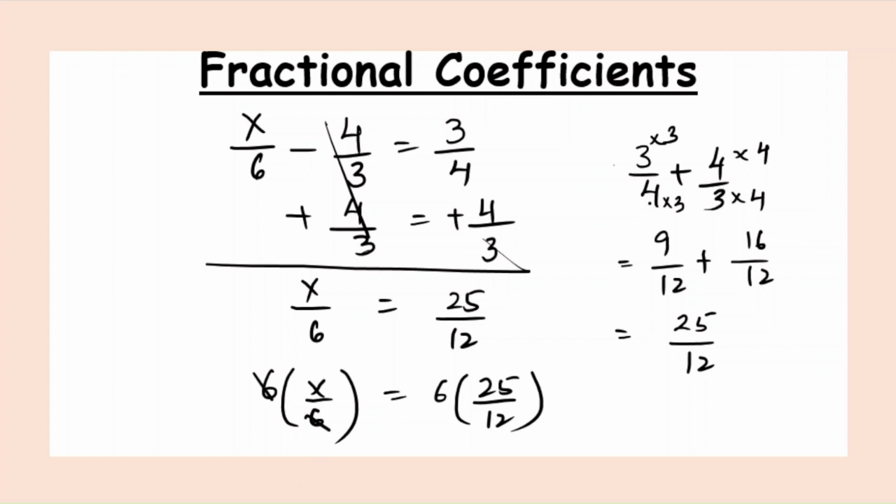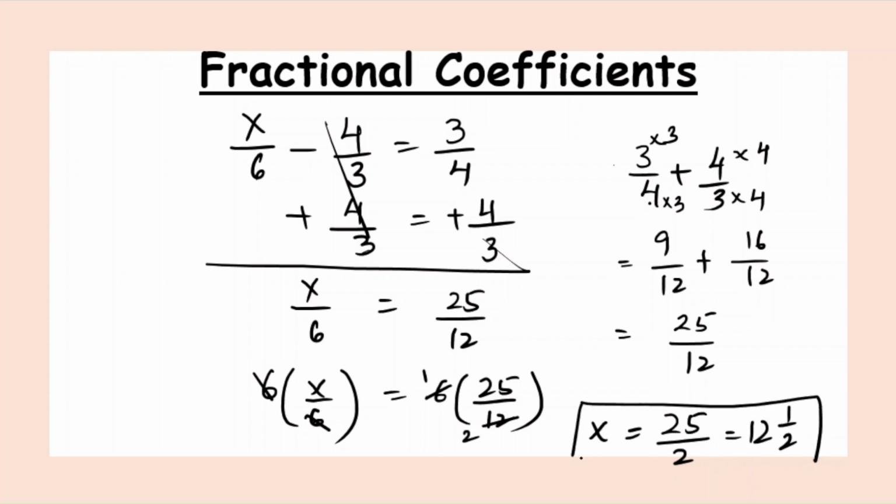6 divided by 6 is 1. So x comes out to be this 6 and this 12 can be cancelled. 6 times 2 is 12. So x is 25 halves. And 25 halves means 12 and 1 half. So this is the value of x.